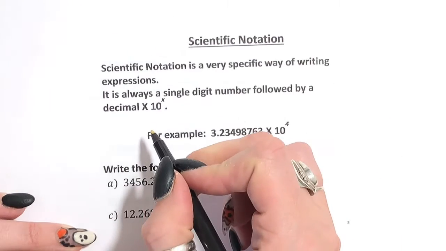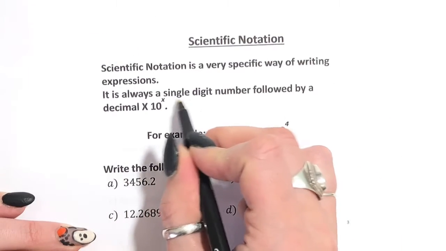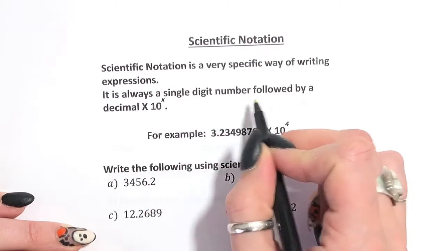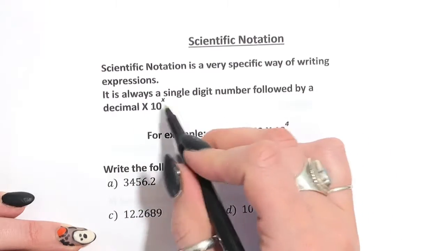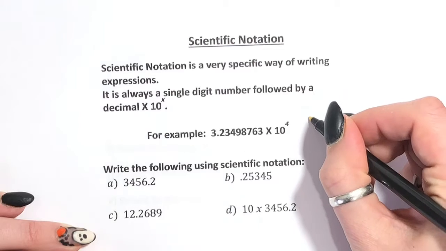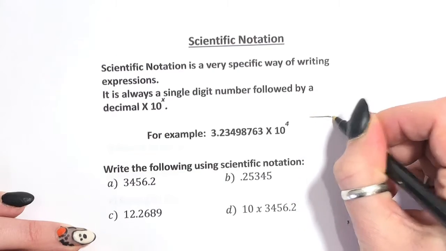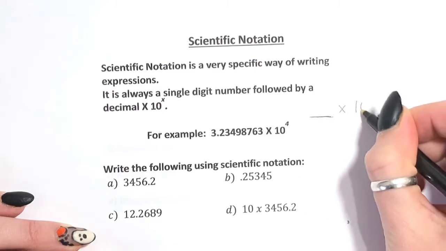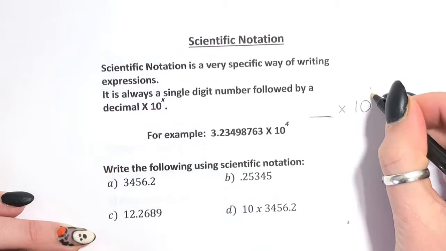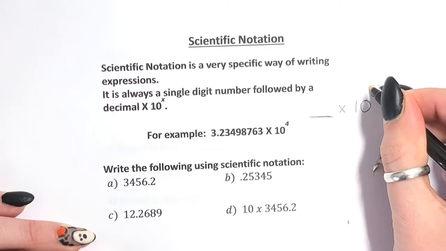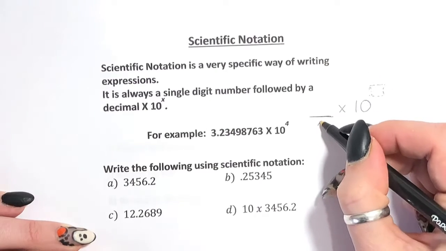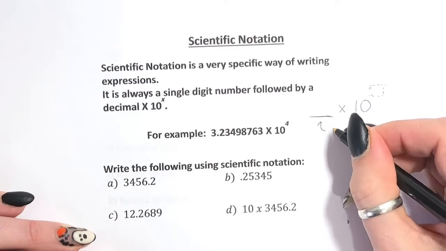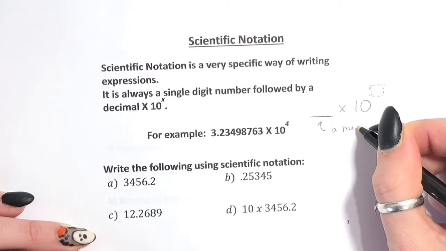There is a pattern. It's always going to be a single digit followed by a decimal times 10 to some power. So I'll kind of do a little format here. You'll have some number times 10, and then you're going to have some exponent up here for your 10. This number in the front has to be a number between 1 and 9.